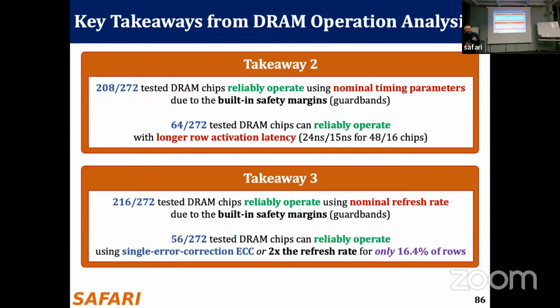So at the end, these are the two takeaways from the wordline voltage's effect on DRAM operation. We observed that most of the DRAM chips reliably operate at nominal timing parameters and at nominal refresh rate. And for the ones that do not work reliably at those levels, we can just increase the row activation latency a little bit, or we can implement some single error correction code or double the refresh rate for a small fraction of DRAM rows that exhibit those erroneous words.